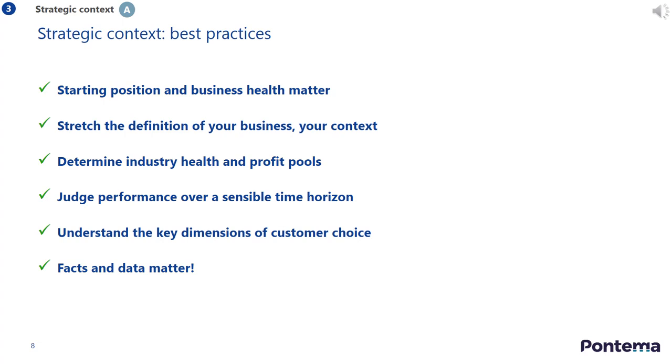Fifthly, take time to understand consumer behaviors and how consumers are choosing between competitors. And finally, facts and data matter. This is not a conceptual exercise. Understand what is actually happening in the industry and the drivers of change.